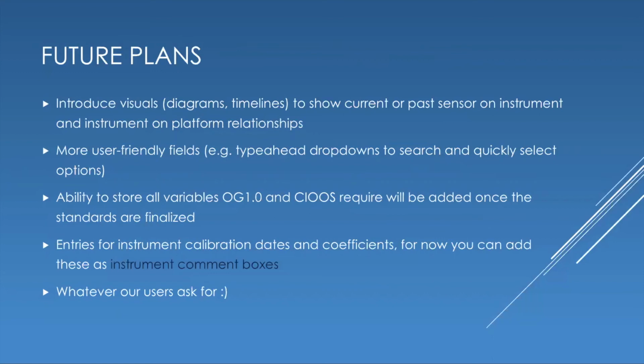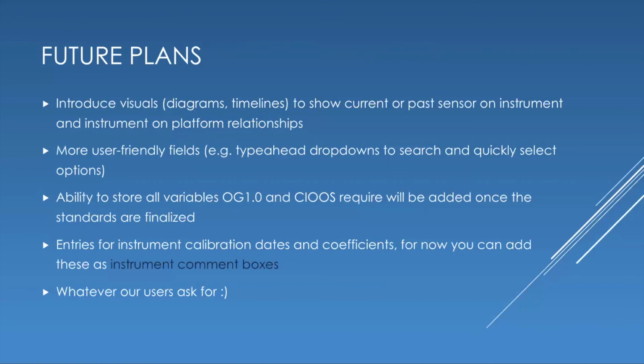And we're aiming to have the ability to store all of the required variables for the Ocean Gliders 1.0 data standard and for the CEOS metadata profile, CEOS being the Canadian Integrated Ocean Observing System, once the requirements for these are finalized. The biggest piece of work we have planned is adding instrument calibration history, which we currently handle separately in our data processing pipelines. For now, it's possible to note some calibration info within instrument comment boxes, but if you do it that way, you would need something custom to parse this freeform text.